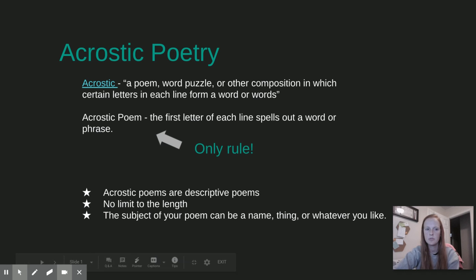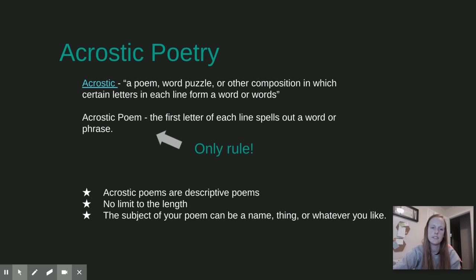Today I am going to teach you about acrostic poetry. So first we are going to look at what an acrostic poem is and the rules. Then we'll look at two examples of acrostic poems, and then we'll be able to look at the writing process of writing an acrostic poem.